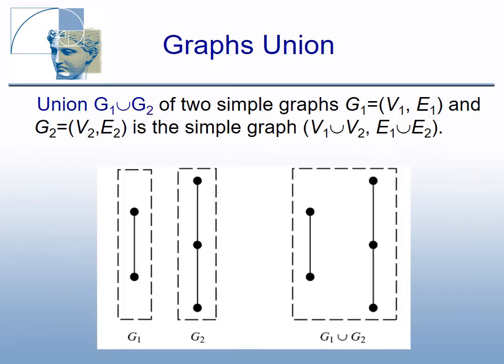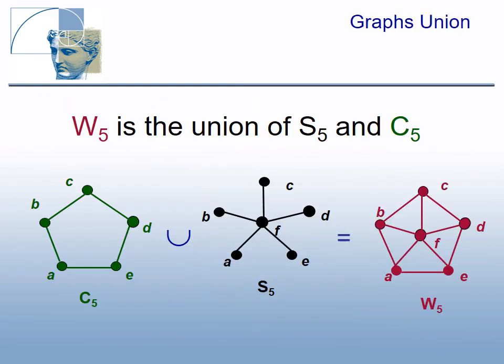We also can make a union of two graphs by combining all their vertices and all edges into one graph. The initial graphs become subgraphs of the new graph. A wheel graph can be represented as a union of a cycle and a star graph.